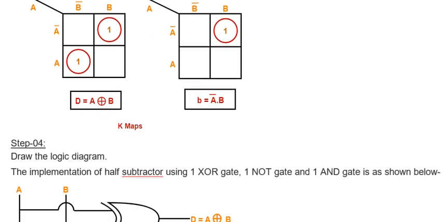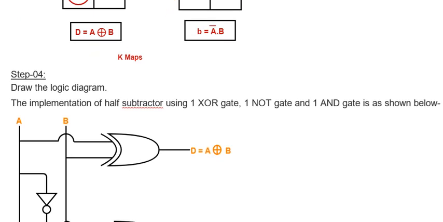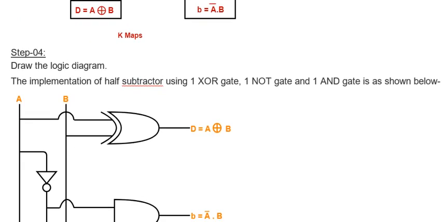Now based on this minimal expression, or based on this SOP form, we want to design the circuit diagram of half subtractor. So step number 4, draw the logic diagram. The implementation of half subtractor using one XOR gate, one NOT gate for representing A bar, and one AND gate for representing A bar dot B is as shown below.